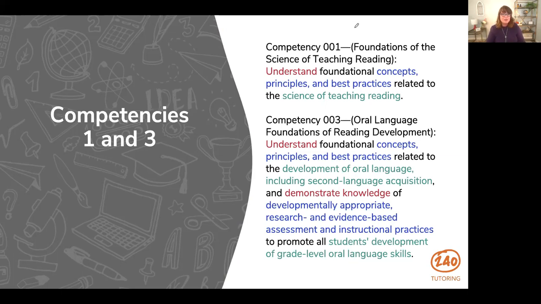Now, last week we looked at the breakdown of the competencies, and we looked at those keywords, and we talked about how competency 1 is focused on the science of teaching reading. We talked about how competency 3 is really focused on oral language, both the foundational principles and best practices, and then the appropriate research-based instructional and assessment practices related to oral language. And so those are the 2 that we're looking at today.